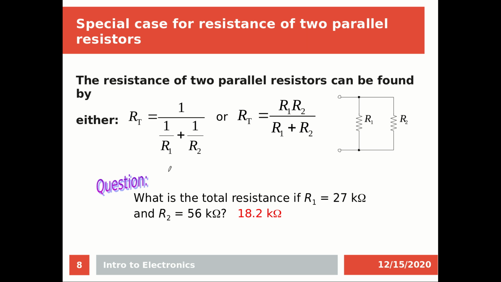Two parallel resistances can be found by this equation. Again, 1 over R1 plus 1 over R2, take the summation, then take the reciprocal of the total, and you get the total resistance. Or you just multiply these by each other, and then you will have the inverse of this equation. You can come to this equation easily.